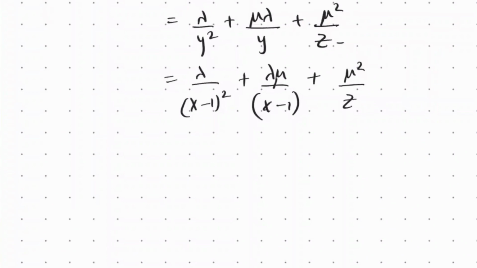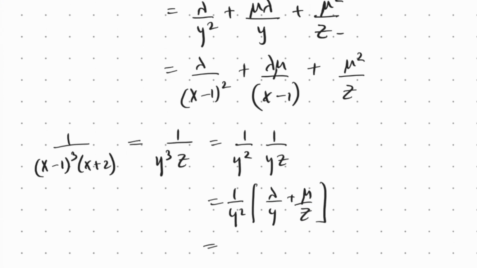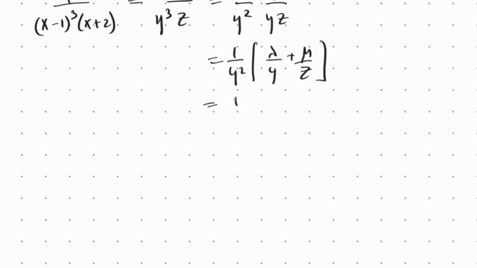Now imagine that I modified the earlier question. If the question was something like this, then our new denominator is y cubed z. Look at it. I'm going to take the y squared out and rewrite this. So 1 over y squared times lambda over y plus mu over z. And it's going to be lambda over y cubed plus mu over y squared z.